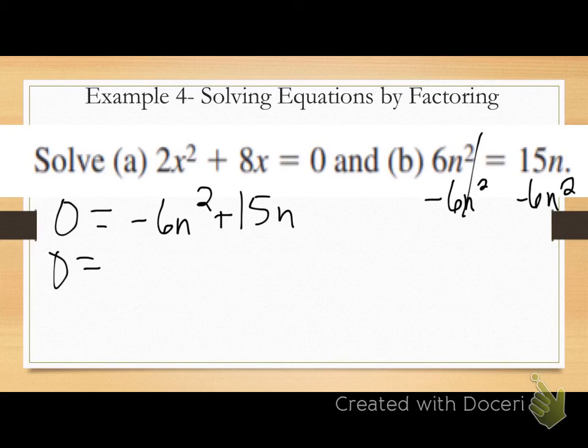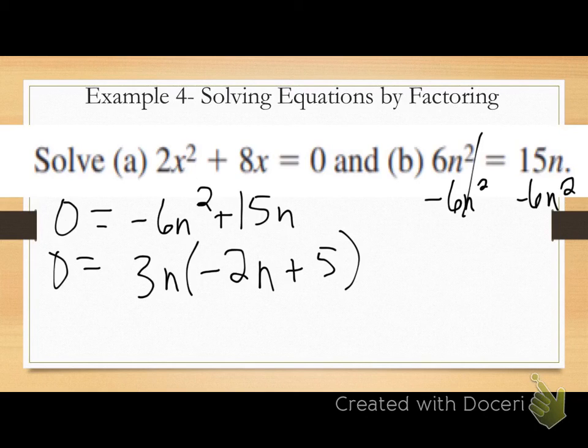So what's the biggest number that goes into negative 6 and 15? 3. How many n's do we have in common? 1. 3n times what gives me negative 6n squared? Negative 2n. 3n times what gives me 15n? 5. Did I get the greatest common factor? Yep. There's no other common factors between 2 and 5.